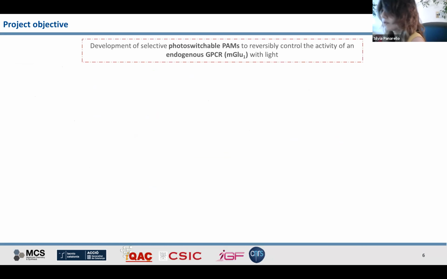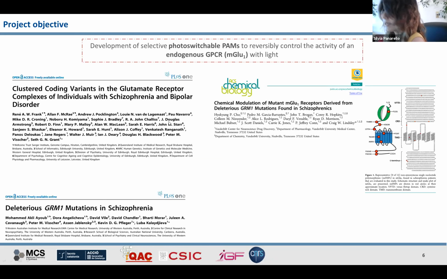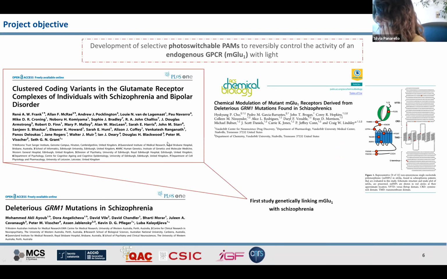And why positive allosteric modulators? Because two recent independent studies identified 12 rare deleterious mutations in the GRM1 gene, which encodes mGlu1, in schizophrenic patients. Actually, this is the very first study that correlates mGlu1 modification with schizophrenia. The third work, of Ko and Garcia-Barrantes, demonstrates that these mutations are indeed loss-of-function mutations that can be restored with novel, highly selective mGlu1 PAMs.